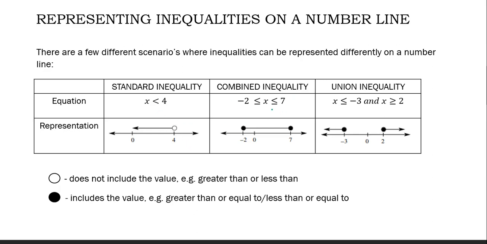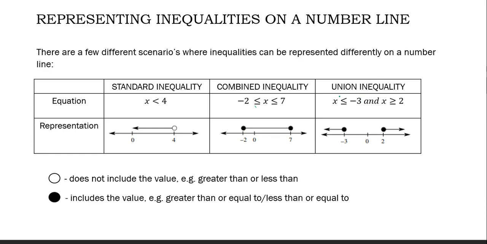You can have combined inequalities where it tells you that x is between two numbers. So in this case, -2 is less than or equal to x, and then x is less than or equal to 7. That means x is somewhere between -2 and 7, and you put that on your number line, like so.